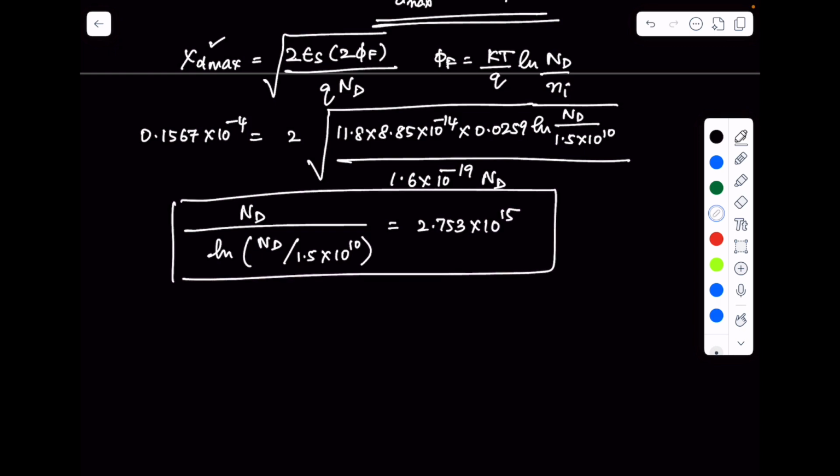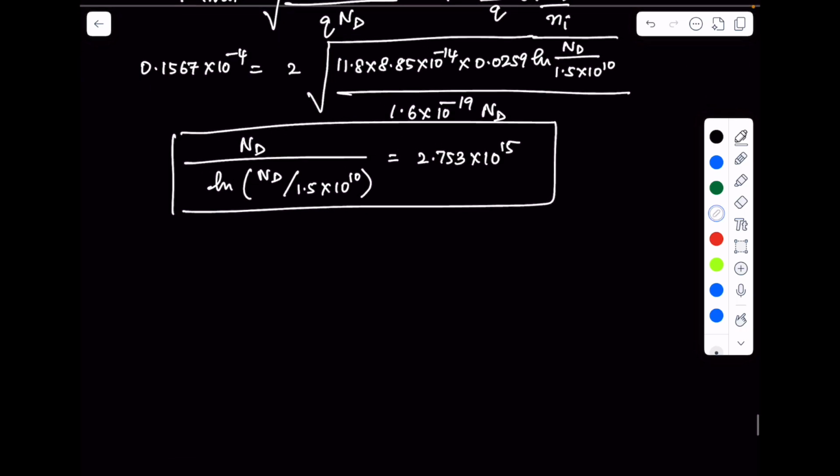Right, now this is a transcendental equation. So the easiest way to solve this is to guess. You see the nd number, so you can start plugging in values of nd and calculating this expression. It's 10 power 15, so start with 10 power 15, 5 times 10 power 15, and so on and so forth, and keep guessing. So roughly what you get is nd is going to be roughly equal to 4.1 into 10 power 16 per centimeter cube. So that is the doping concentration of the substrate, right? It's going to come by trial and error.